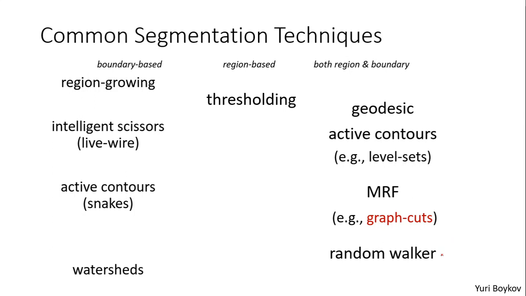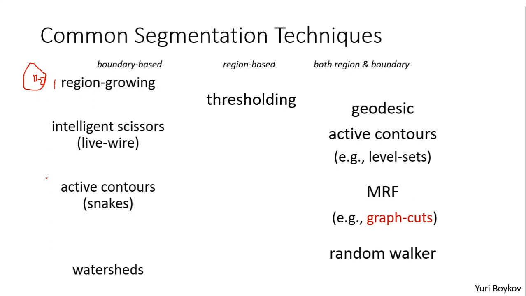Out of these, which techniques are boundary based, which are region based, and which are both region and boundary based? This slide shows that. You can see region growing works on a boundary because it tries to add pixels until it meets the boundary. Intelligent scissors, we draw the boundary. Active contours are of course based on the initial contour that we draw, and watersheds are also based on boundaries.